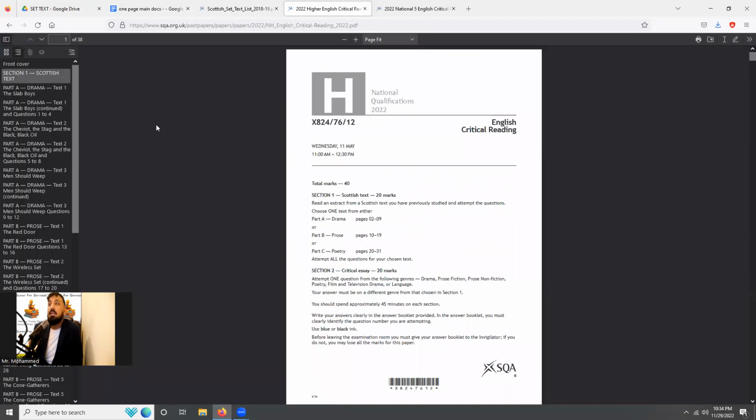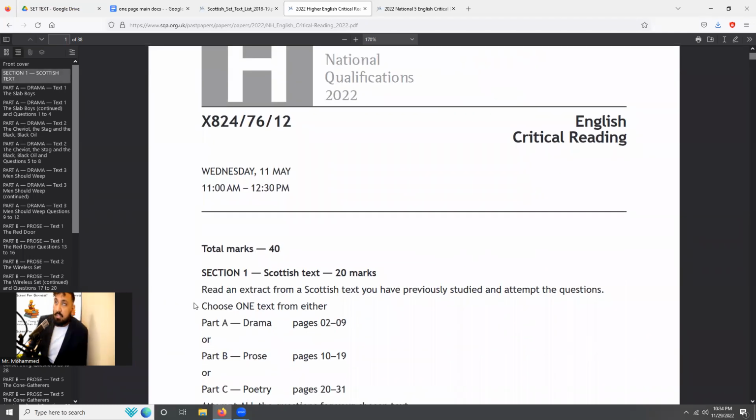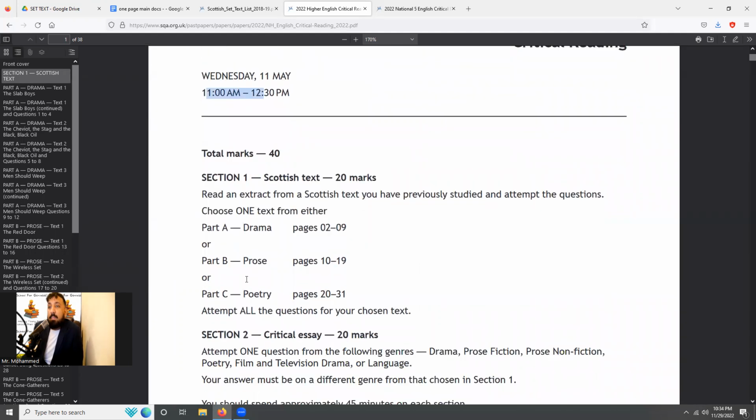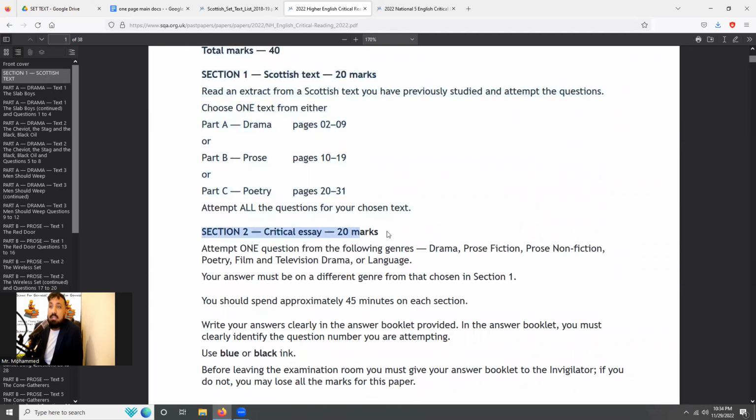Now, just to make this very clear for you, I'll begin by showing you exactly what I am talking about. This is the 2022 exam paper, the exam that students just sat this year. You have an hour and a half to do the exam, and it's in two sections. The first section is Scottish text, which is what we're going to be speaking about in this part of the course. The second section is critical essay. Both sections are done together, one after the other, and you should spend about 45 minutes on each section.